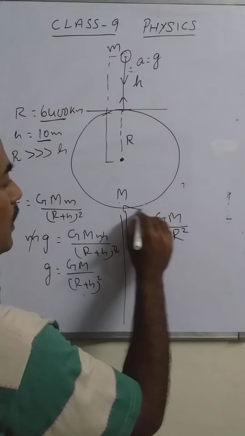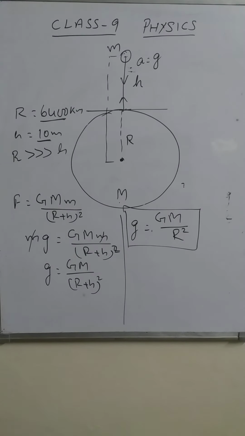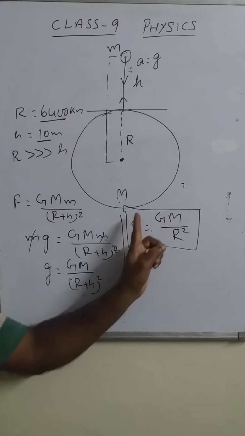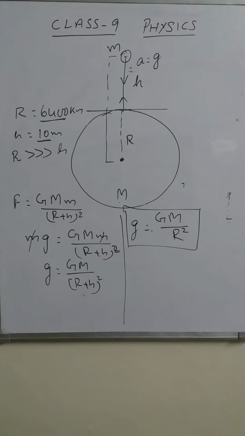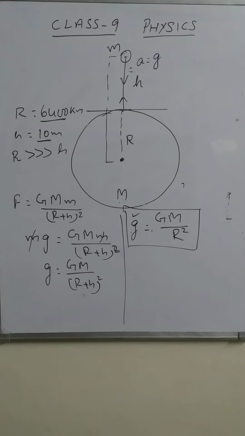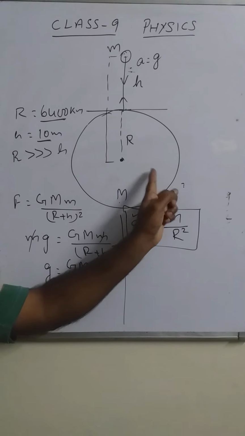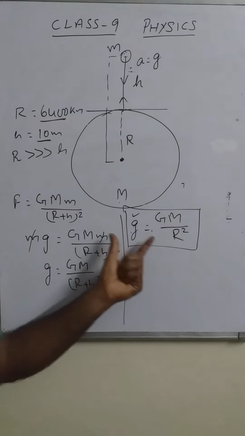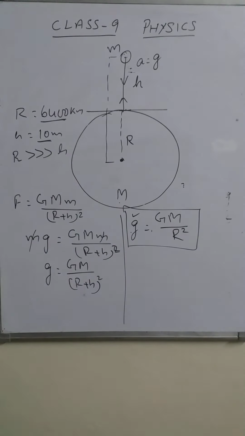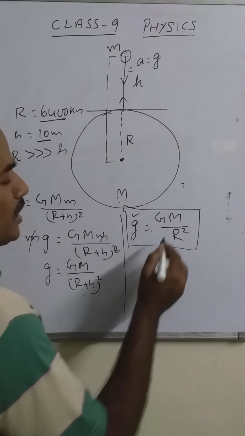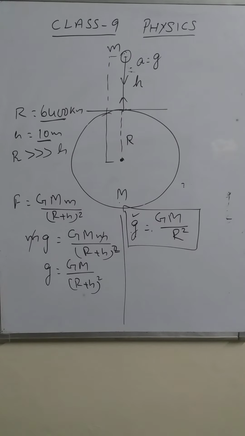This is the simple relation between small g and capital G, acceleration due to gravity and gravitational constant. From this relation, we are able to find out how much is the acceleration due to gravity on every planet. Here we are talking about the earth. The same concept can be used on other planets also, on other celestial bodies also. So g equal to G M upon r square. This is the simple relation.